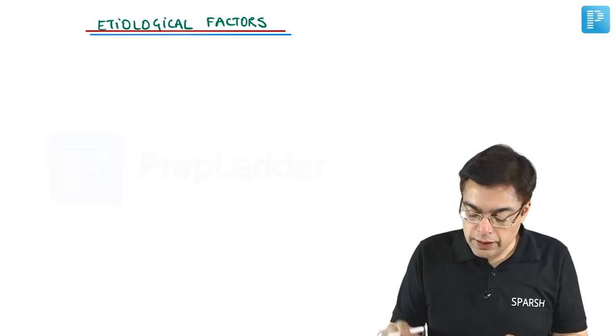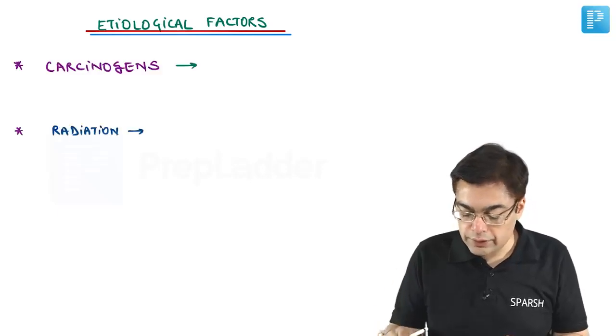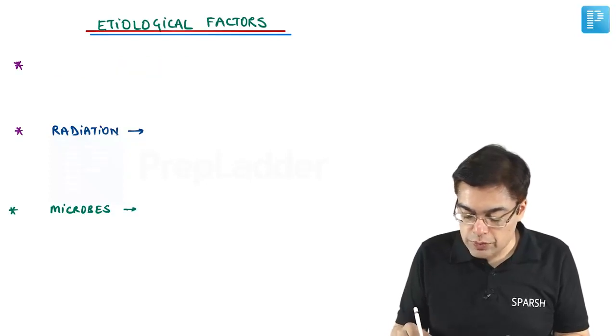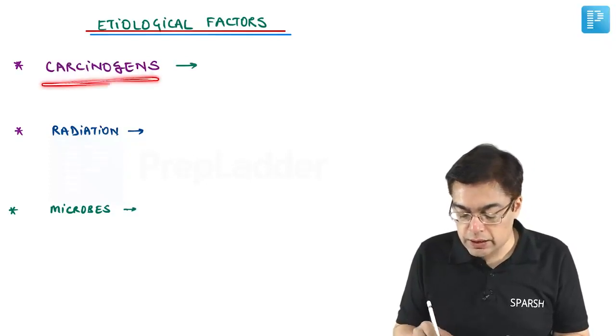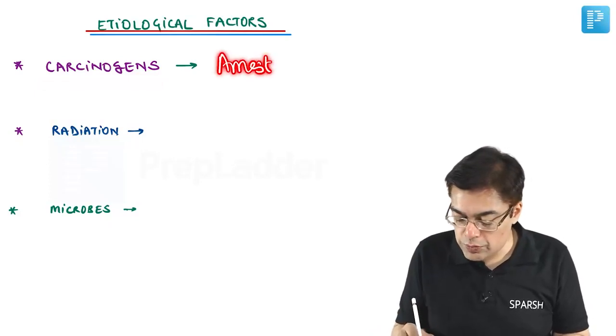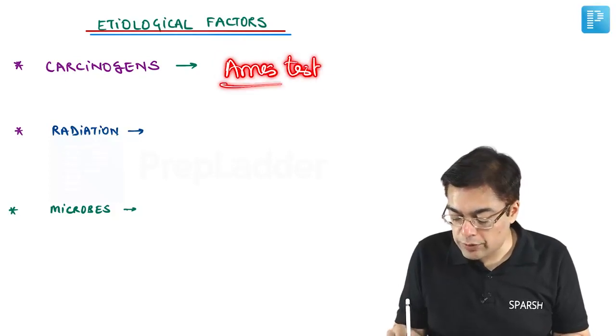When we are talking about the etiological factors, there are three important types that we did make a mention of earlier, friends. There were examples of certain types of chemicals which are responsible for causing development of a cancer, like carcinogens. These carcinogens can be tested with the help of a test for knowing about their mutagenicity, which is given the name of Ames test.